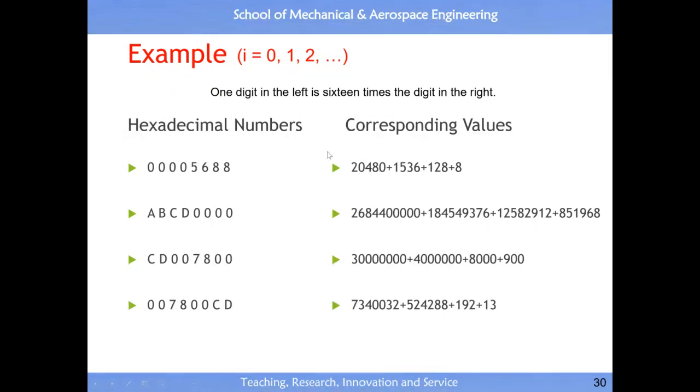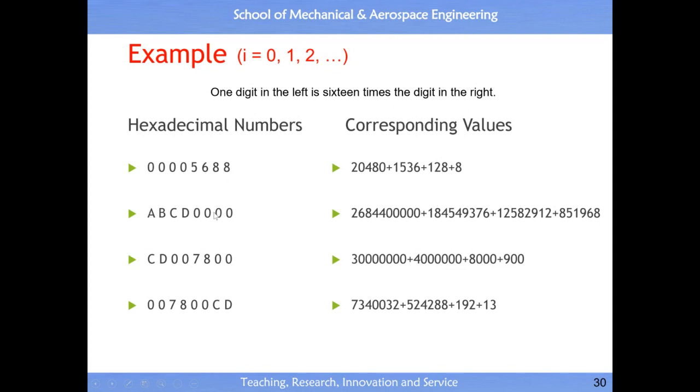Then you can also verify this statement. Okay, the digit on the left is 16 times the digit on the right. So you'll see this one divided by A should be equal to 16. That means the value at this position is equal to 16 times the value at this position. Okay, then for the A, it is equal to 10.